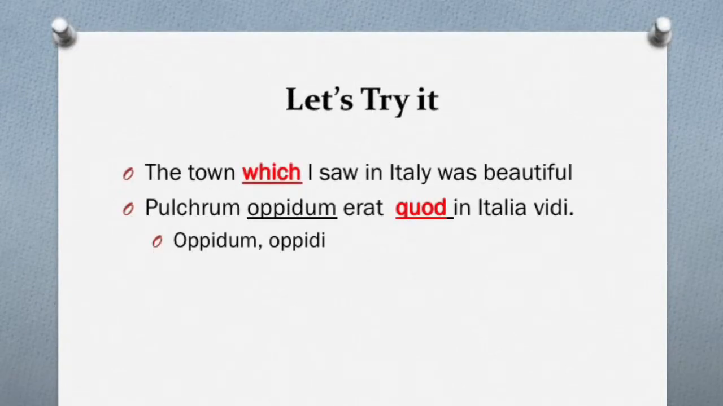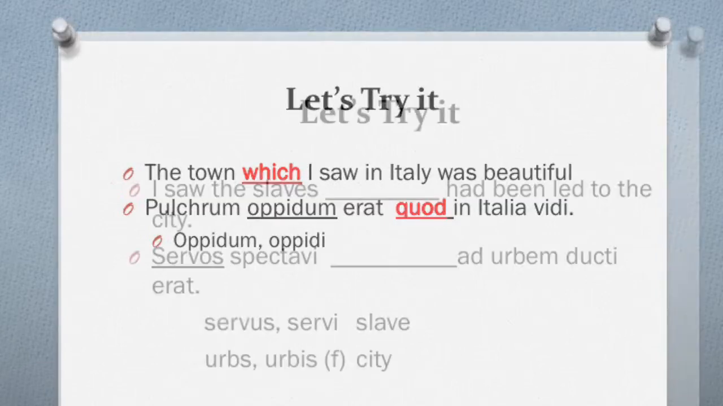The correct form of the relative pronoun in English is which, because the town is not a person, and so we do not want to use whom. In Latin, the correct form of the relative pronoun is quod, because quod is singular, neuter, and accusative. That's the case we need to make a direct object.